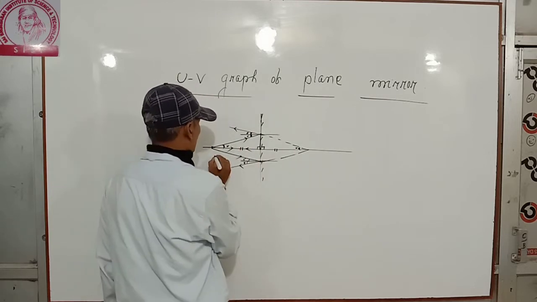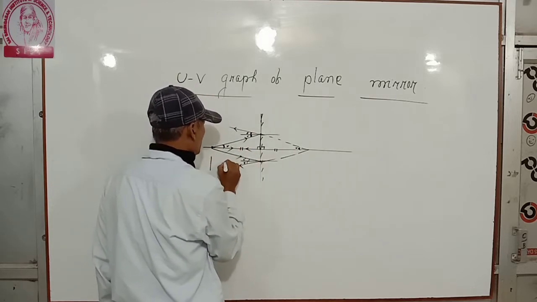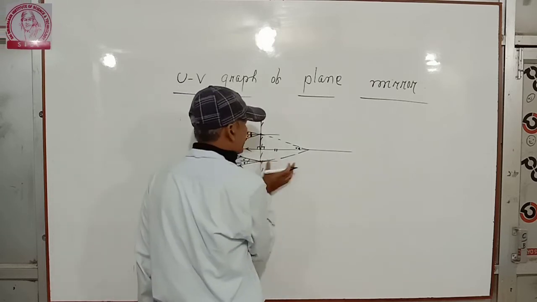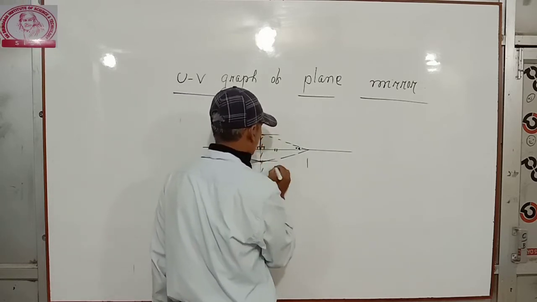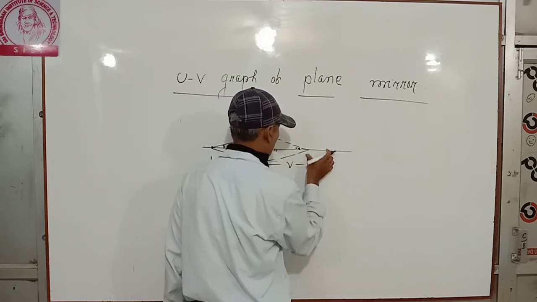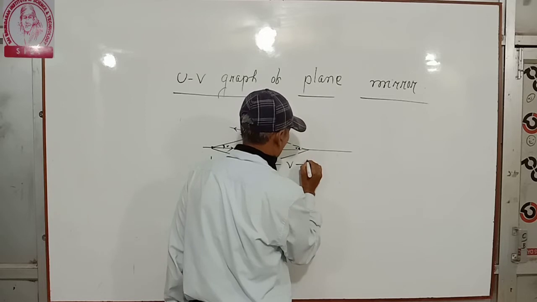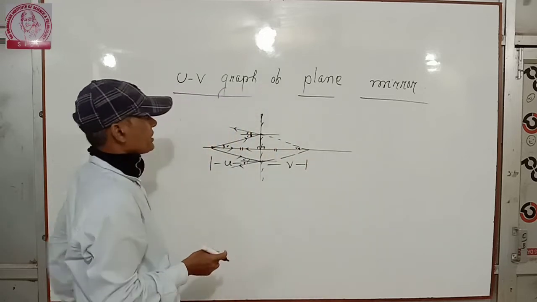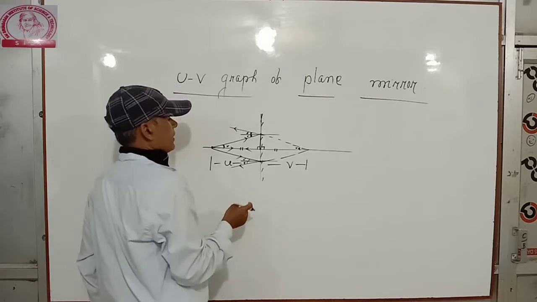This is equal to this. What is this? This is u, the object distance. Then from here to here, what is this? This is v. Okay, here you see what happened.